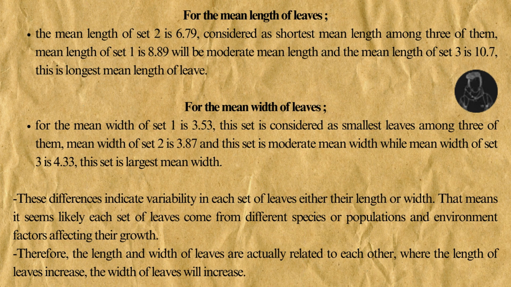Similarly, for the mean width, set 1 has the smallest mean width, while set 2 has a moderate mean width and set 3 has the largest mean width. These differences indicate variability in leaf dimensions, which could be attributed to genetic diversity or environmental conditions. Therefore, the length and width of leaves are related to each other: as the length of the leaves increases, the width of the leaves will increase.